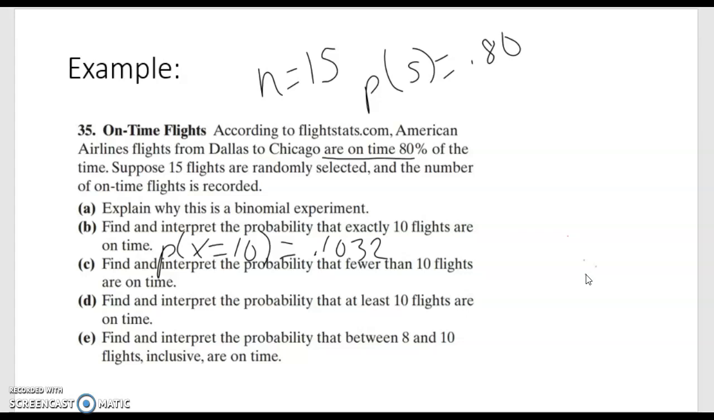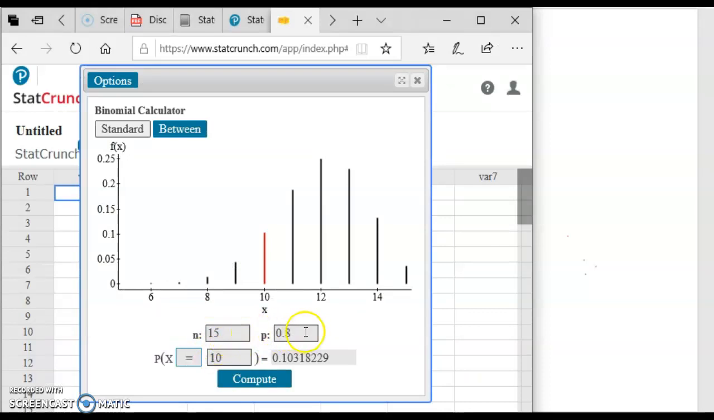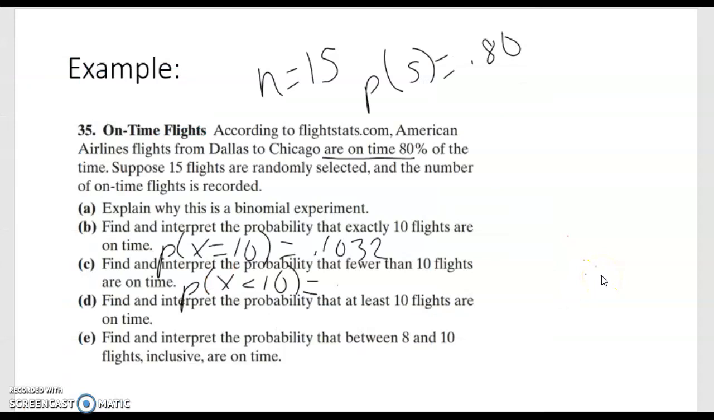C is asking us the probability that fewer than 10. So that inequality is going to be important here. We want strictly less than 10. Our n and p are going to stay the same. What changes is this inequality. And notice when I change that inequality, this changed. So our probability is 0.0611. So that means about 6% of the time we would expect less than 10 flights to be on time.